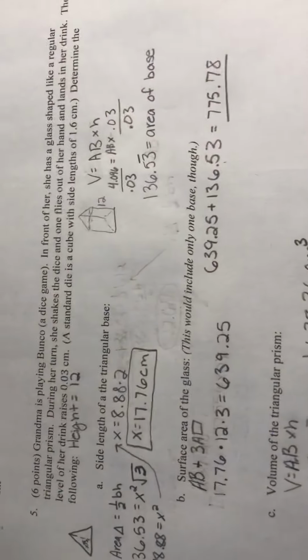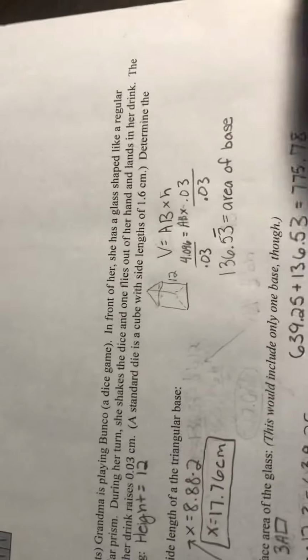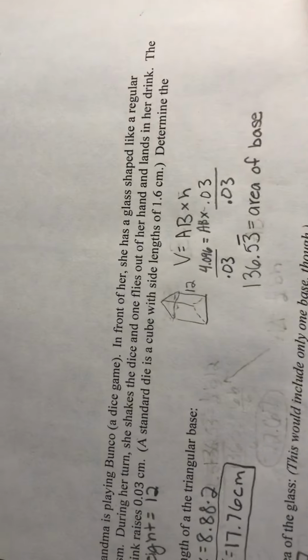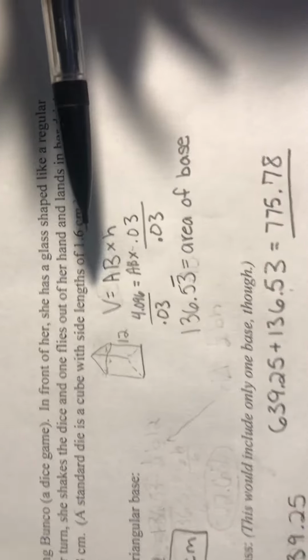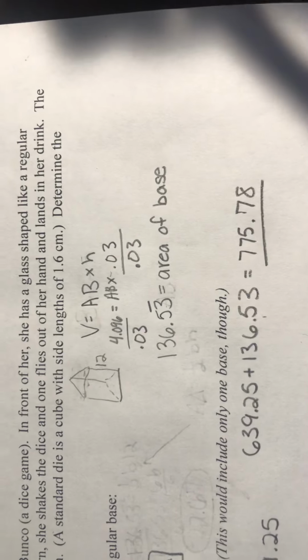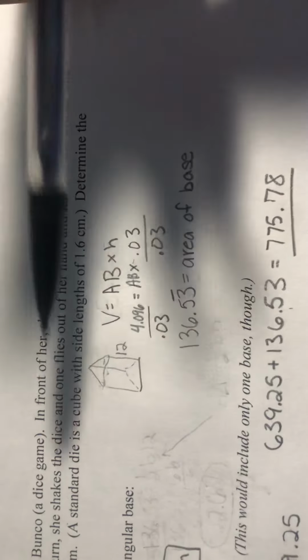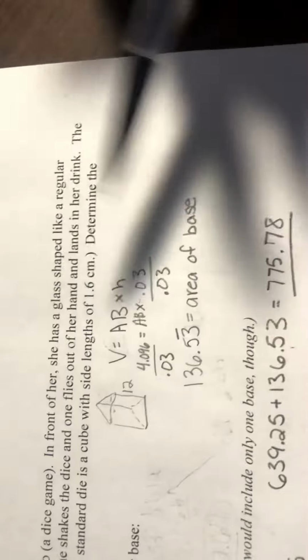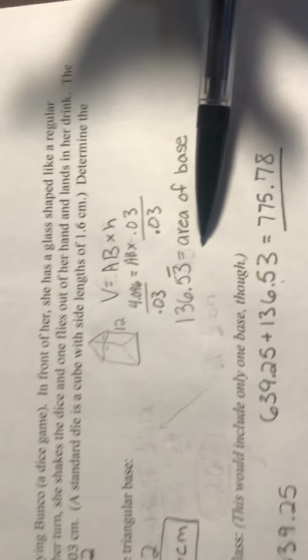Alright, so for number 5, the first thing that I did was I found the volume of the cube, and I plugged in the numbers that I had with the volume formula to find the area of the base, since I know that the height of that was 3 hundredths, because that is how much it rose whenever it went into her drink, so this is the area of the base.